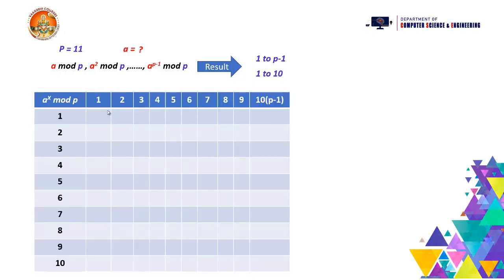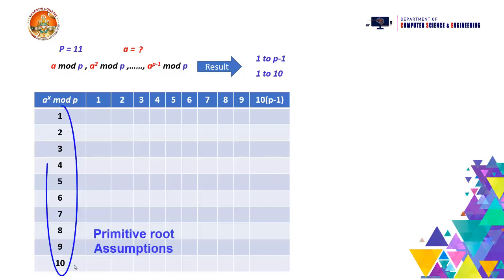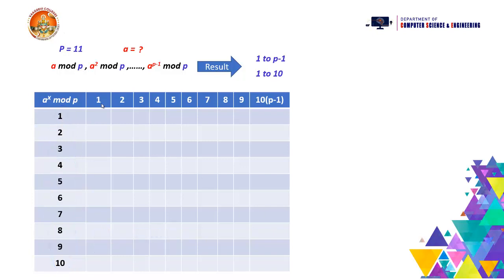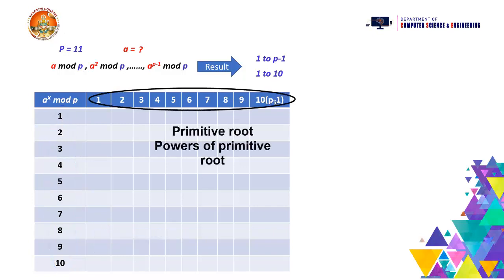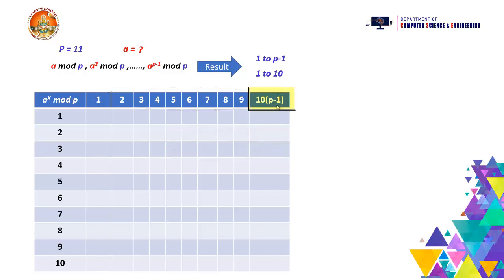To solve the problem, I am using this table. All these numbers are assumed numbers as primitive root and these numbers represent powers of that primitive root. So up to P minus 1 we are performing the power operation. P minus 1 is 10. Let's start with 1. First we are assuming 1 as primitive root for 11 and we are solving this equation to check whether 1 is a primitive root or not.